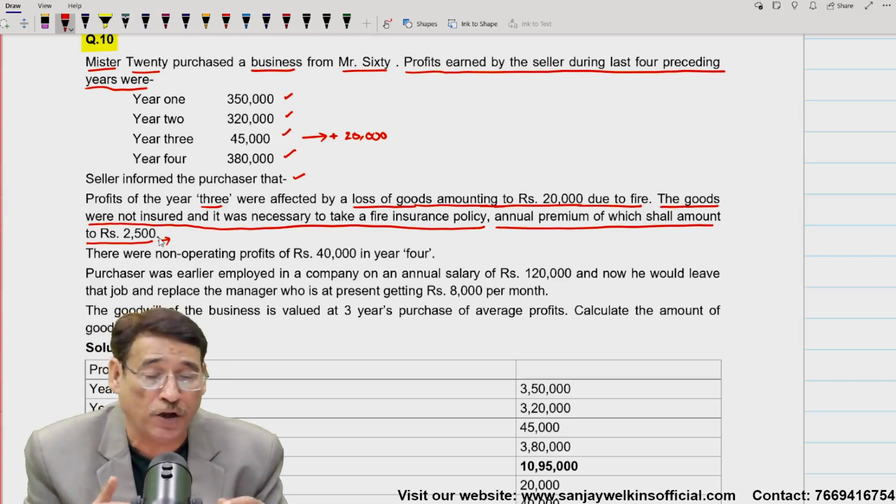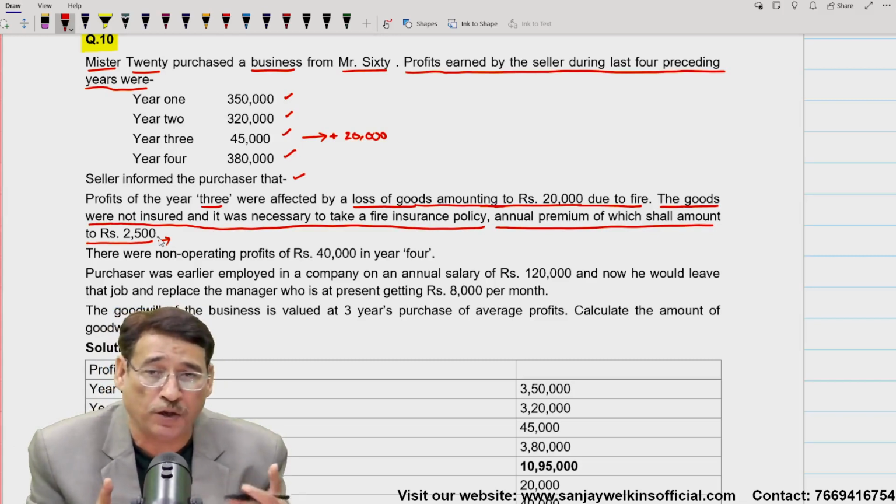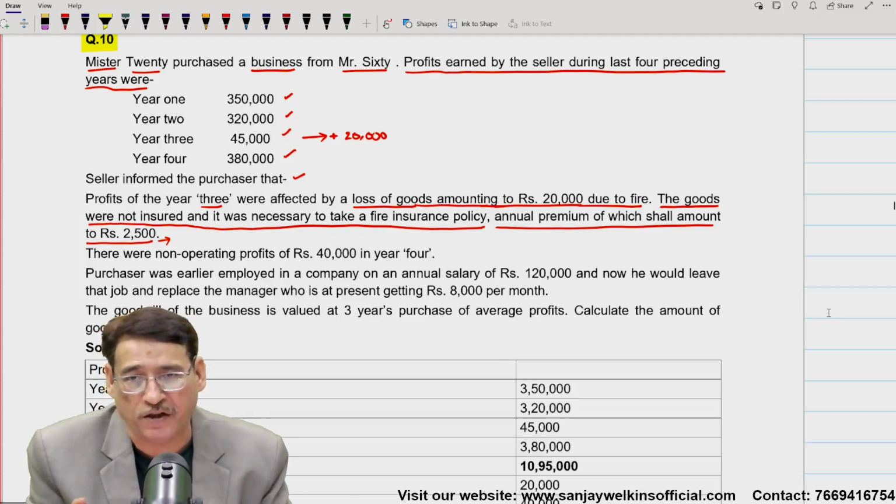Is it clear to you? Because now the party which is going to purchase the business will claim that it will have to incur a future expense of 2,500 to assure that this particular loss will not take place. Is it clear to you?